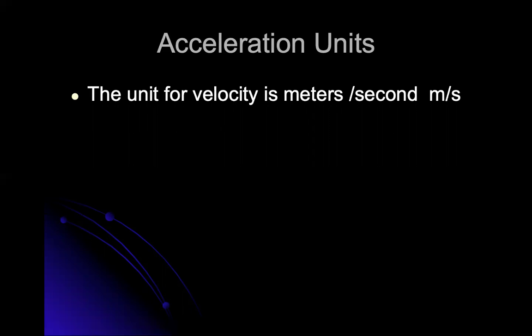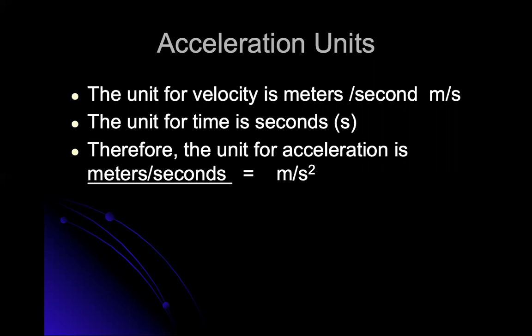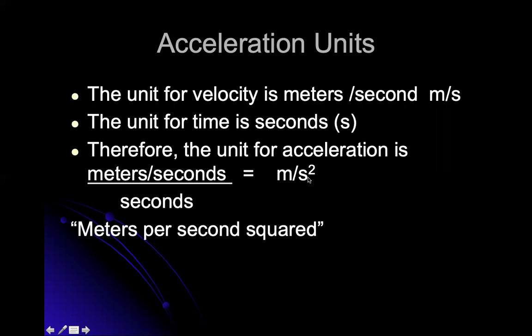The unit for velocity is meters per second, divided by the unit for time, which is seconds. So the unit for acceleration is meters per second squared. Now, you might also see it expressed as meters per second divided by seconds, without the squared there. So we can say meters per second squared, or meters per second per second.